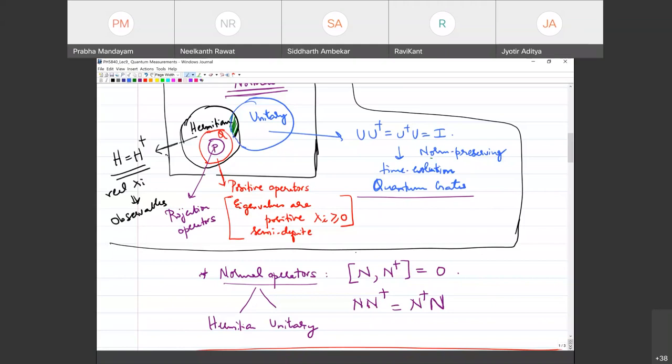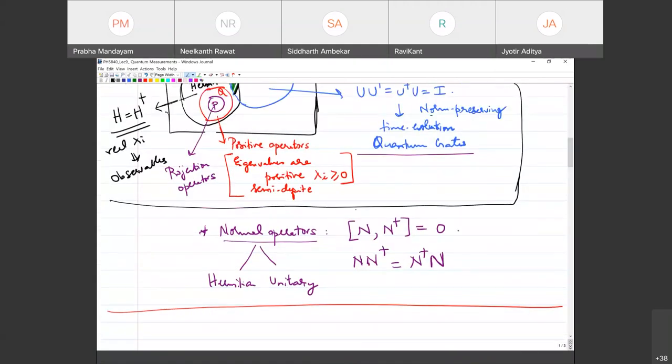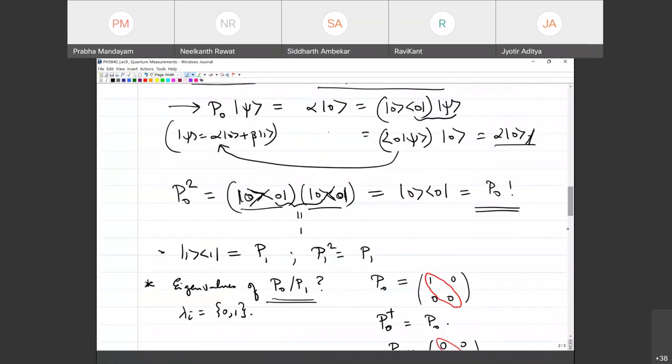Which green part? Can a positive operator be both Hermitian and unitary? Can it be unitary? Indeed, it is unitary actually, because, okay, maybe I should be careful when I draw this. Okay, yeah, you're right. Yeah, let's check that, right?